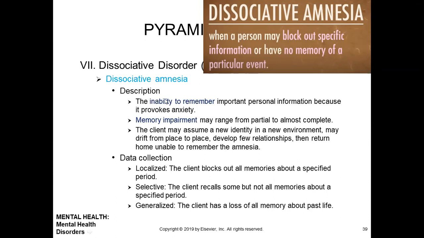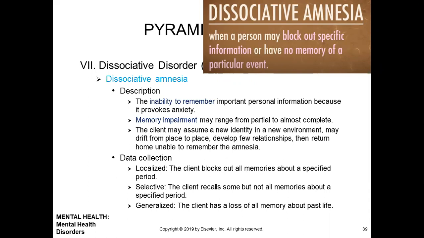So what is their explanation? The inability to remember important personal information because of provoked anxiety. Memory impairment may range from partial to almost complete. The client may assume a new identity in a new environment and may drift from place to place or develop new relationships, then return home unable to remember the past. Amnesia means forgetfulness.